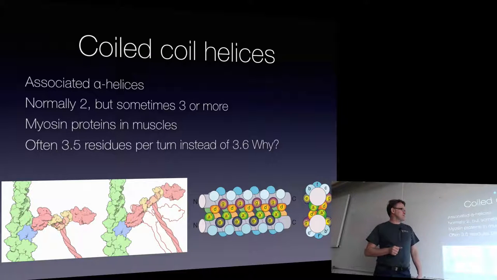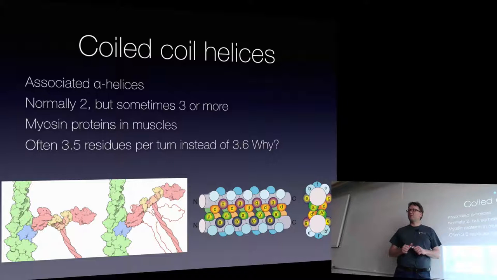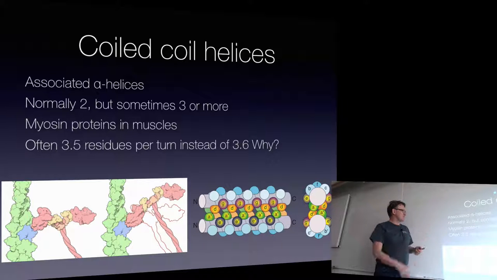And in theory, you should have 3.6 residues per turn here. Why? Because that was a stable conformation of an alpha helix, right? A stable alpha helix is 3.6 residues per turn. But it's very frequently only 3.5. We wound it just a little bit harder. So it can form a straight line? Almost. Hold that thought. You're going to see it in two slides. But it has to do with the straightness.